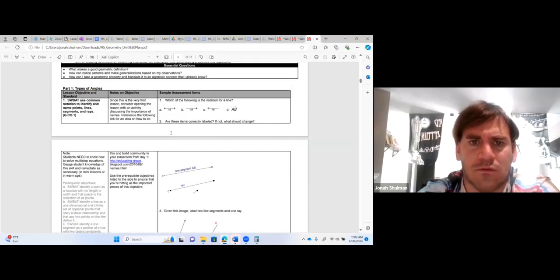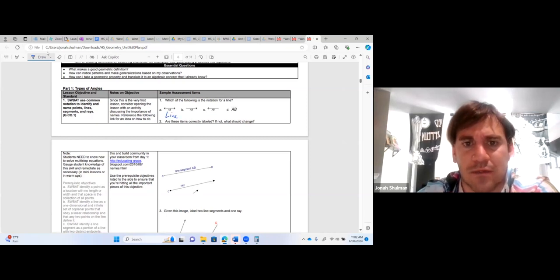So notice that this one has 2 arrows. That makes it a line. This one's a ray. This one's also a ray, and this one's a segment. Notation's really important. It shows that the line stops in one direction and goes on forever, and this one goes in both directions.